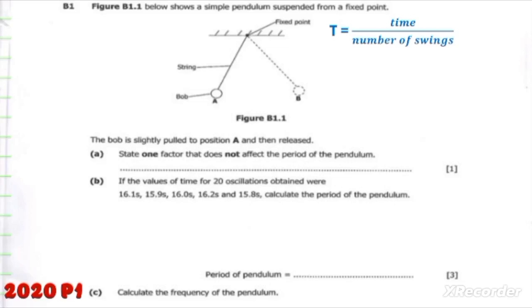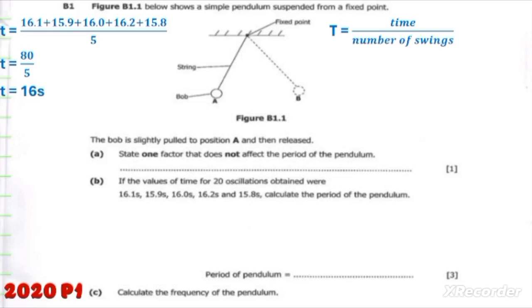So let us find the average of the time given here. We are going to say 16.1 plus 15.9 plus 16.0 plus 16.2 plus 15.8, divided by 5. We are going to get 80 divided by 5. So 80 divided by 5, we are going to get 16. So the average time that we have is 16 seconds.